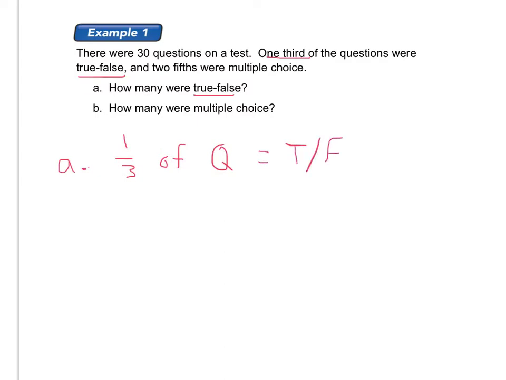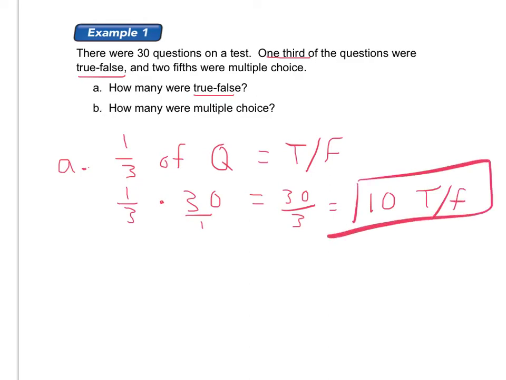Okay, 1/3 of the questions were true-false. Well, this is 1/3. Of in math means times, and I know how many questions there were. 30 questions is how many were on the test. So 1/3 of those are true-false. Well, 1/3 of 30, put this over 1, okay, we can do 30 over 3, because 1 times 30 is 30, 3 times 1 is 3, that gives me 10 were true-false.